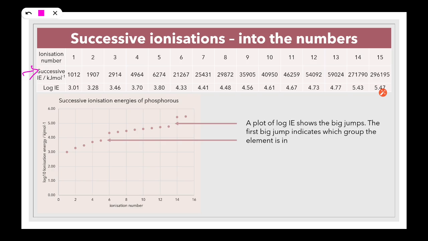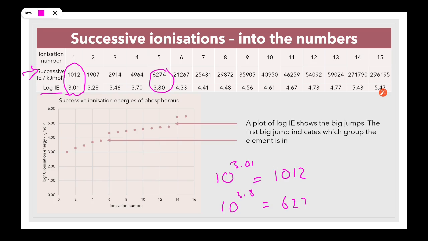Now one way to make it easier to see what's going on is to plot what we call the log of the ionisation energy. And for any of you who haven't done logs in maths, what this number is, it's the number that 10 is raised to the power of. So 10 to the power 3.01 equals 1012. So I'm looking at this here. 10 to the power 3.8 is going to equal 6,274, I beg your pardon.